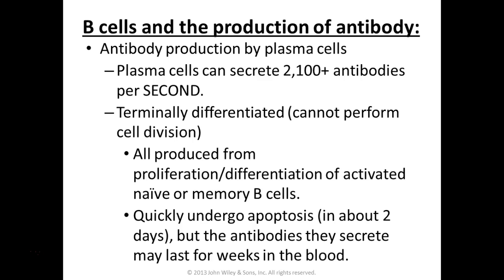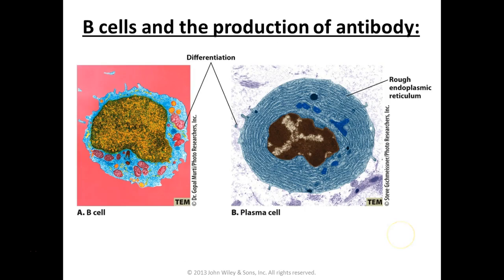Right? And because we've got the memory cells, if we see this again, we're just going to call up the memory cells, right? They're going to proliferate. Some of them will differentiate into plasma cells. And again, we'll get memory cells. So they're all produced from the proliferation and differentiation of activated naive B cells, if we've never seen the antigen before, or memory B cells if we have seen it before. Plasma cells only live about 2 days. They work really hard for 2 days, and then once we've pretty much gotten rid of the invader, they're going to go through programmed cell death, apoptosis.